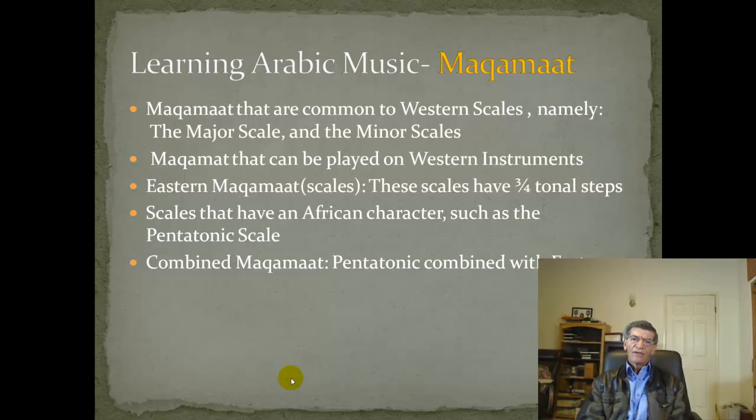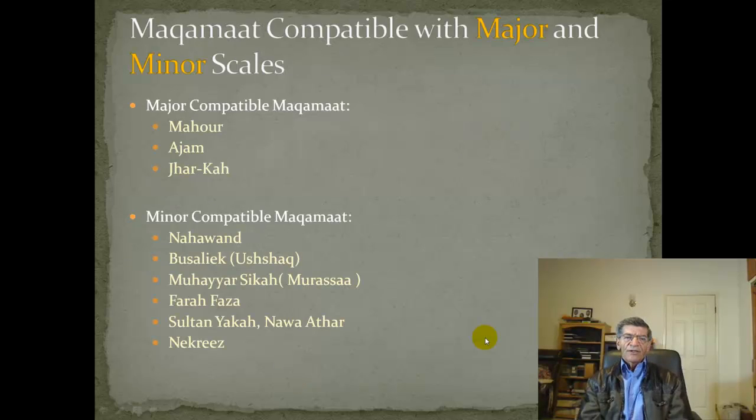Combined maqamat are the ones where you take the pentatonic scale and you combine it with Eastern scales and you have a fairly new different maqam. Let's talk about maqamat that are compatible with the major and minor scales. The ones compatible with the major scale, there are 3 main ones: maqam mahur, maqam ajam, and maqam jharka. These 3 are basically very similar but played on different keys.